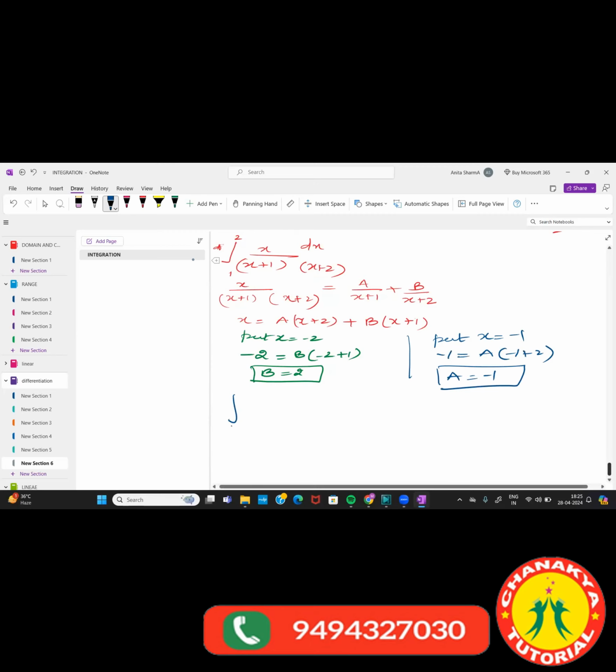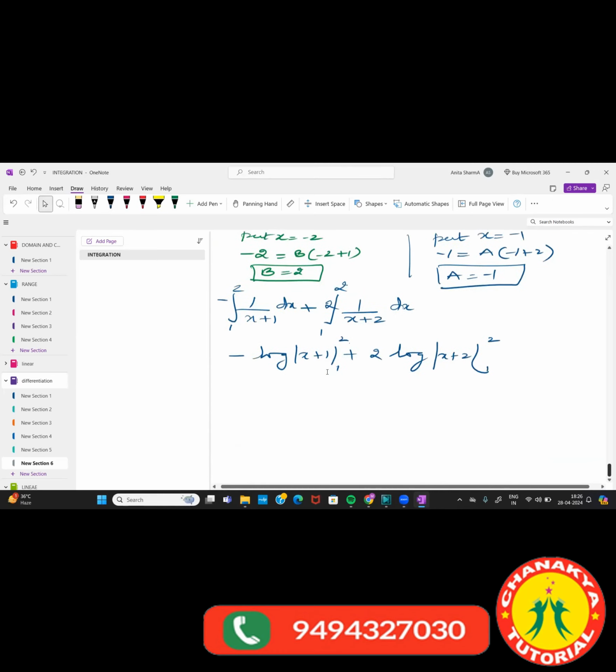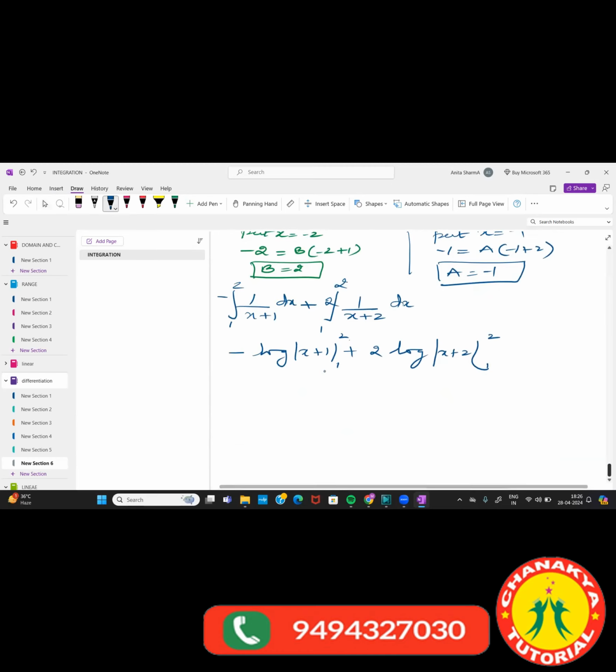So it will be integrate from 1 to 2, a means minus 1 upon (x plus 1) dx, plus integral from 1 to 2, 2 is a constant term, 1 upon (x plus 2). Right? Then it will be minus log (x plus 1), limits 1 to 2, plus 2 log (x plus 2), limits 1 to 2. You got the same? Yes, ma'am. Okay.